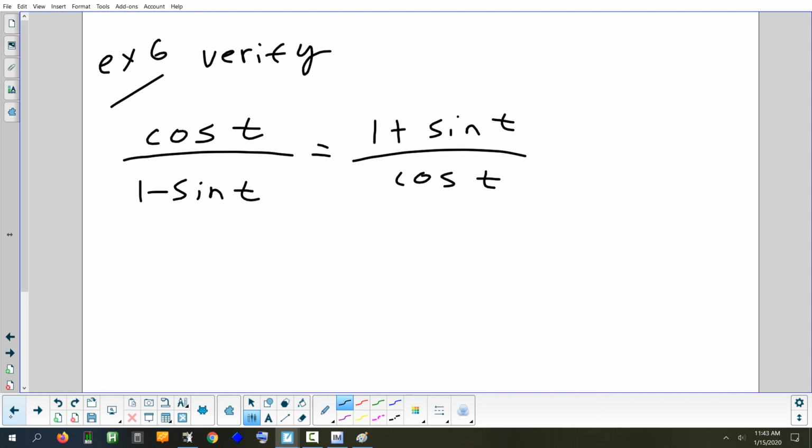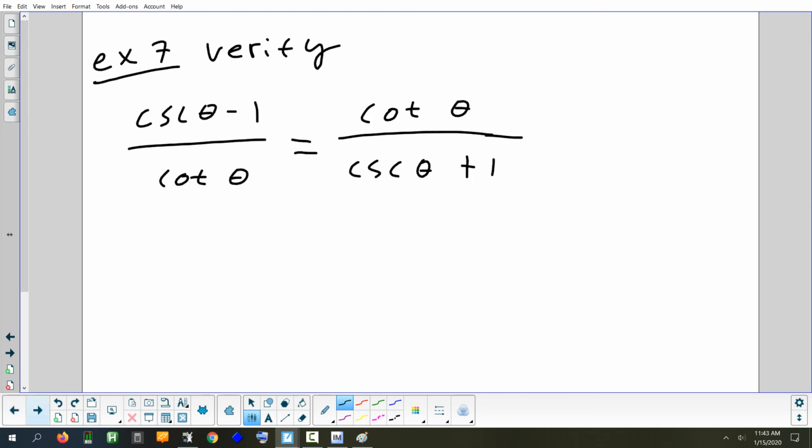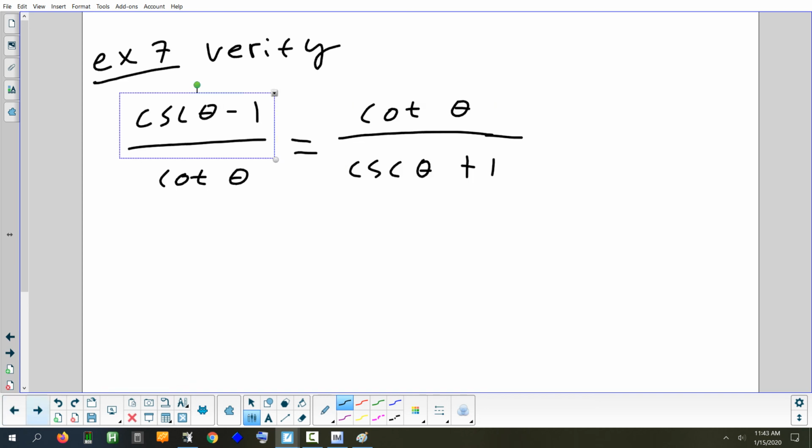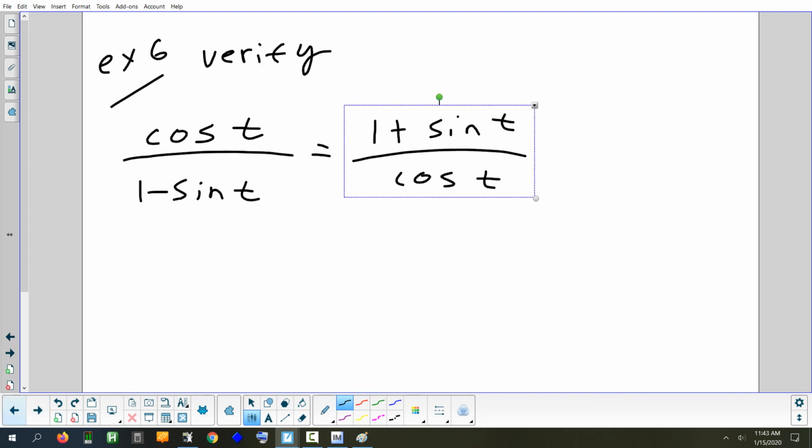And this problem and this problem are almost the exact same thing. You've got a trig function that's the same. One side it's in the top, one side it's in the bottom. Cotangent, cotangent, top, bottom. And then you've got a 1 minus a trig function, and then a 1 plus a trig function. Trig function minus 1, trig function plus 1. It's almost the same thing. So we'll probably just do this one. So let's start with the left-hand side. Go through all the different tricks.